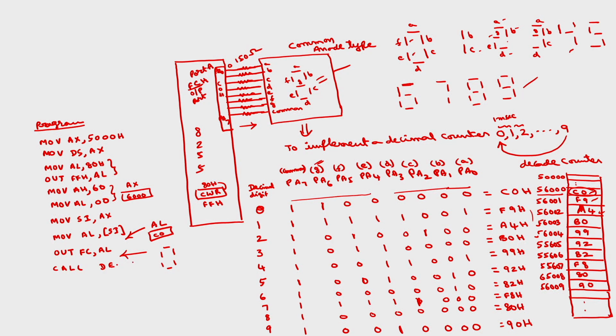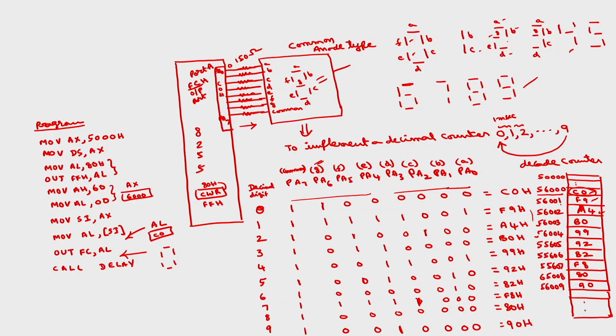You can set any value of the delay, depending upon your application. You can set 1 millisecond, 2 milliseconds. We know how to write the delay program. Then after that we have to display logic 1. So, to display logic 1, digit 1 whose code is present in 56001H.